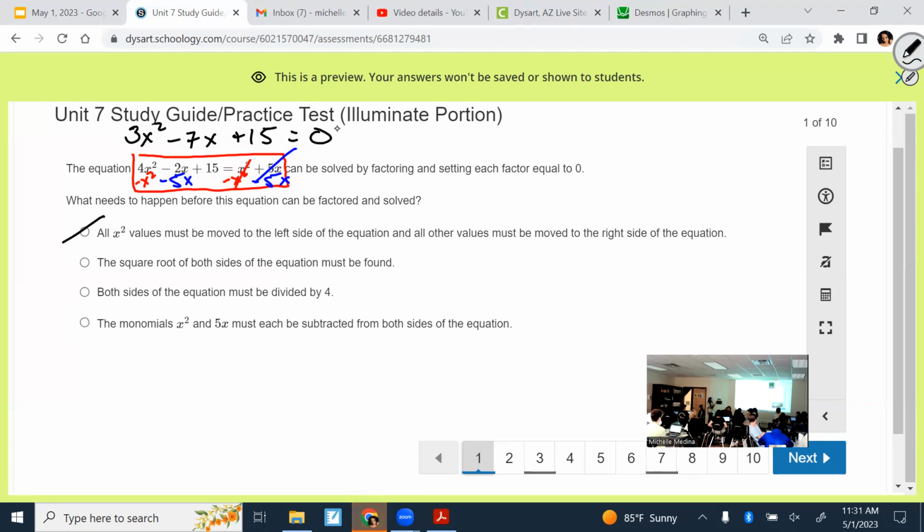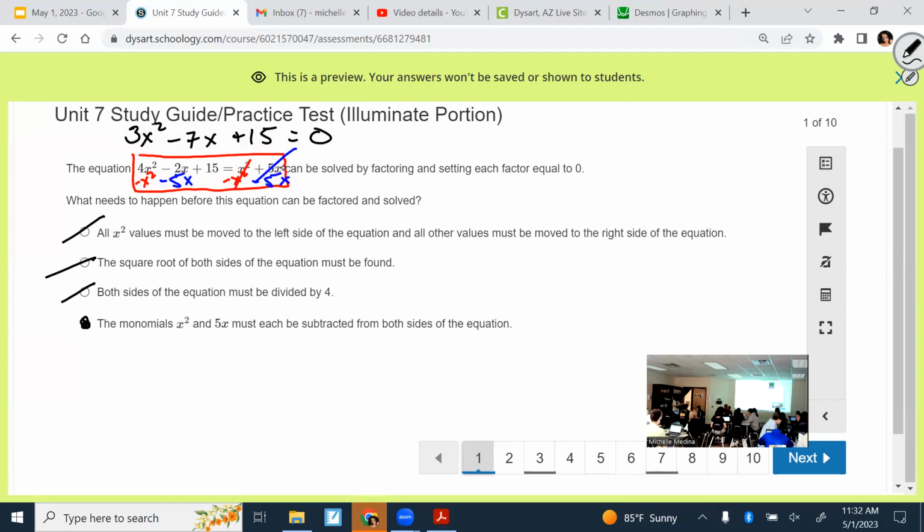No. The first part sounds like it could be true, but you have to keep reading. The rest of it is wrong. Did we square root both sides? No. Did we divide both sides by 4? So it must be this one then. It says the monomials x squared and 5x must each be subtracted from both sides of the equation. Is that what we did? So that's why it's that one. Good.